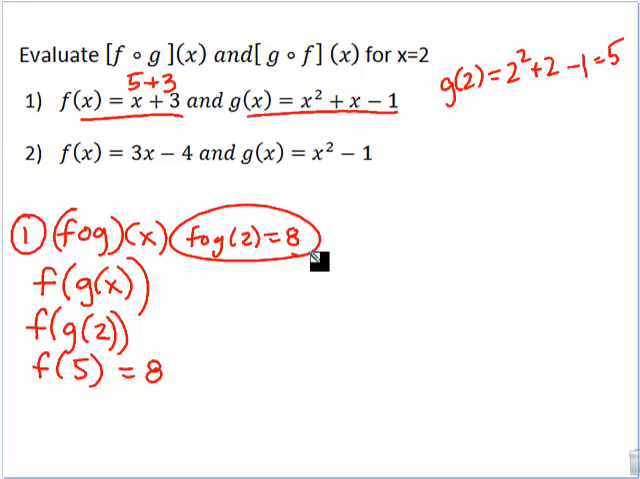Is that okay? How did you get the g of 2? G of 2, we went up here to our g of x function and we plugged the 2 in. 2 squared plus 2 minus 1. 2 squared is 4 plus 2 is 6 minus 1 is 5.